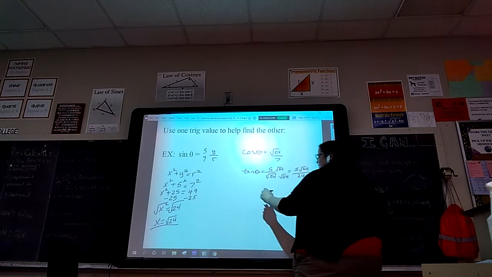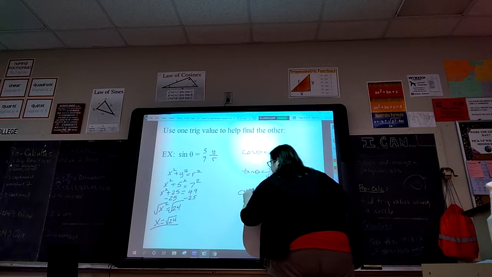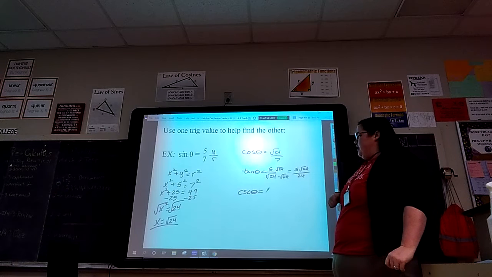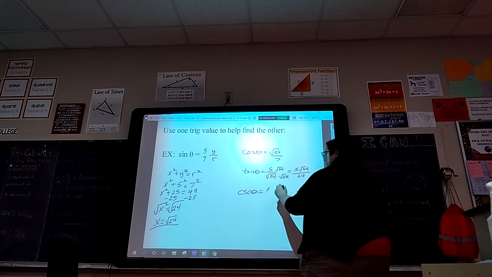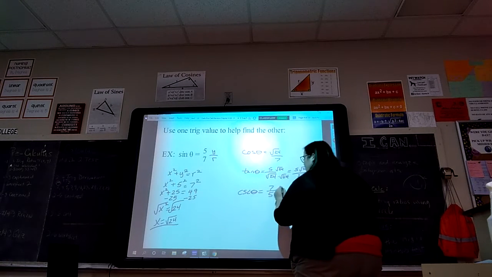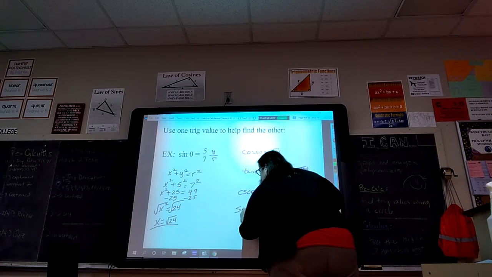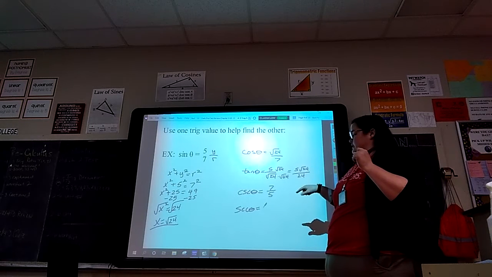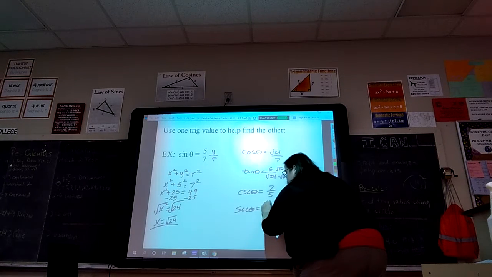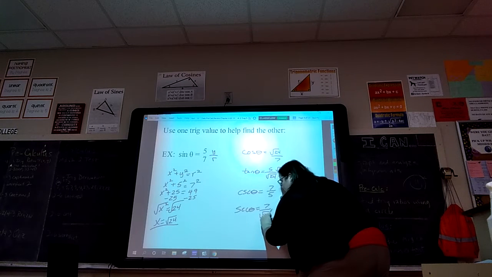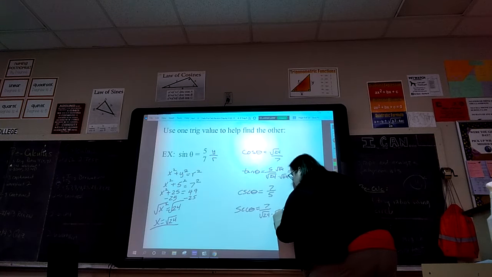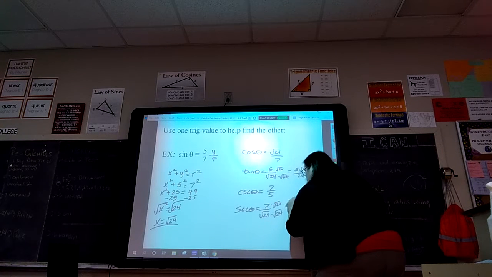So then we have cosecant. Cosecant is the reciprocal of sine, so sine is y over r. Cosecant is r over y, so it's 7 over 5. Then we have secant, which is the reciprocal of cosine. Cosine was x over r, so secant is r over x. So again, we have 7 over the square root of 24. So there's our second one where I have the square root on the bottom, which we're going to fix. So we have 7 square root of 24 over 24.